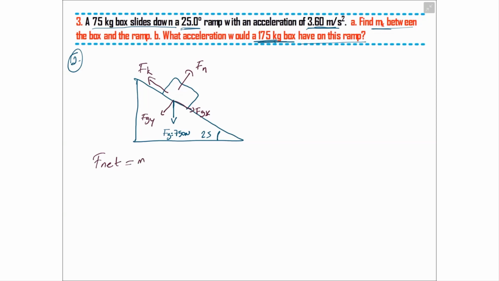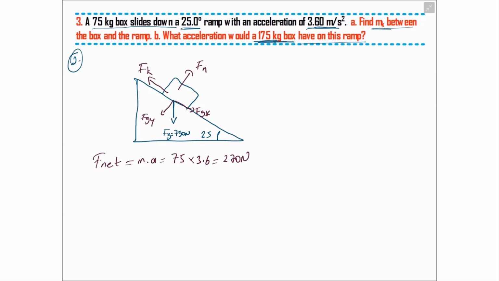Net force equals mass times acceleration. Mass is 75, and acceleration is 3.6, so it will be 270 Newton. And then another step here, I have to calculate the components of the vectors.